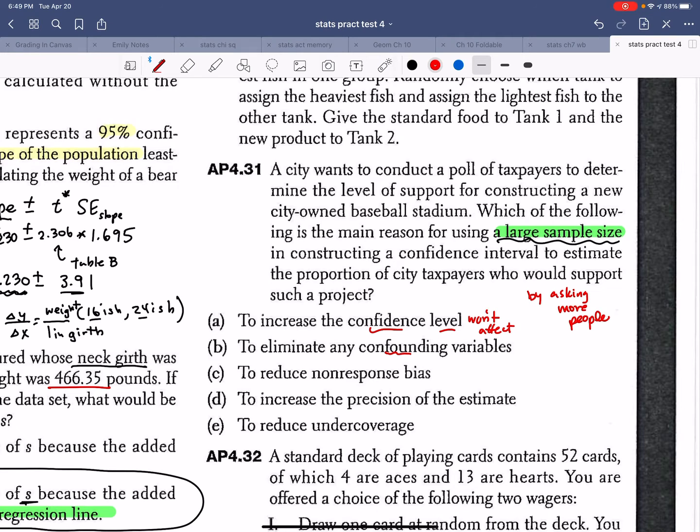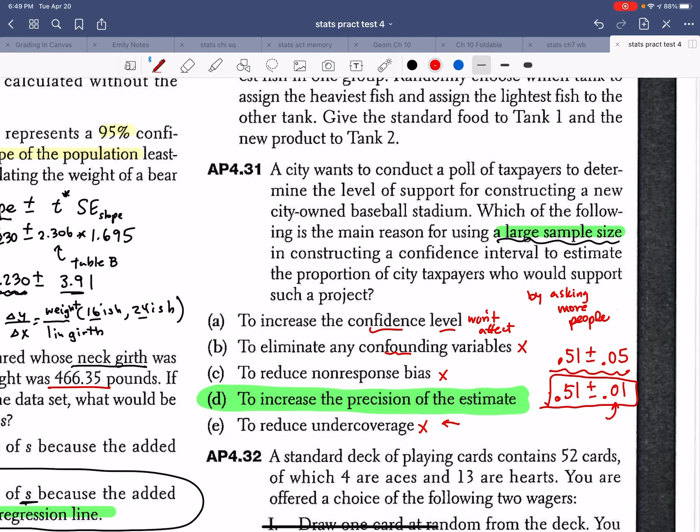It won't eliminate confounding variables. It won't reduce any bias. It won't reduce undercoverage, by asking more people, let's say certain people that don't have phones or certain people who don't want to answer the question. The only reason is increasing the power of the test or increasing the precision of the estimate; we can have a much more precise estimate. So remember, we said if I have a big margin of error and she doesn't like it, by asking more people, I can whittle this down to a much smaller margin of error. This provides a more precise estimate.